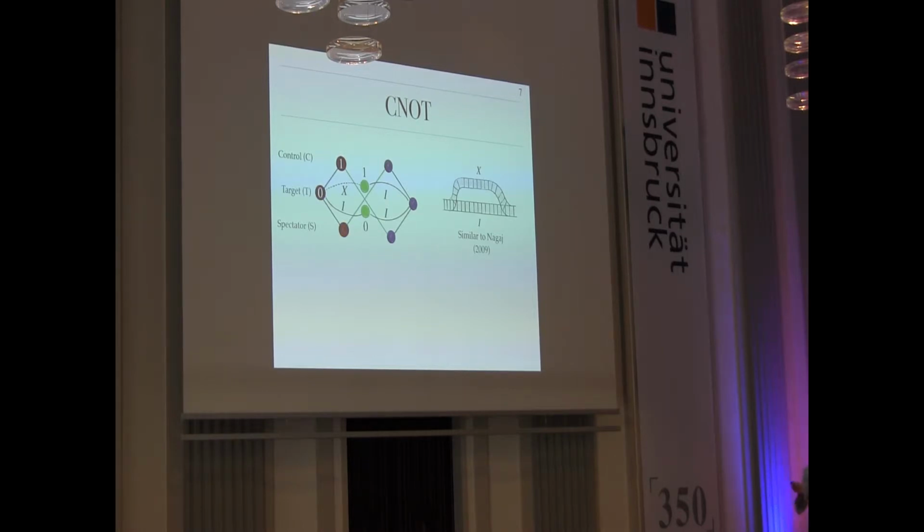Let us suppose that the spectator starts in whatever state. The target is in 0 and the control is in 1. And of course, we would like at the end to have control in 1 and target in 1. The idea is that if the control is in 1, we just send the particle here and we apply an X gate. So then there are hoppings that keep the string connected in this way.